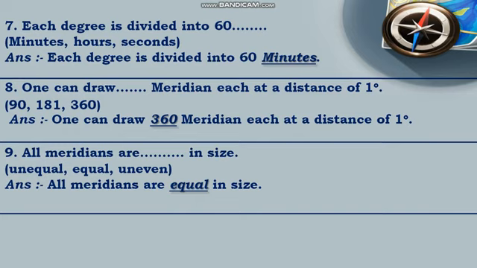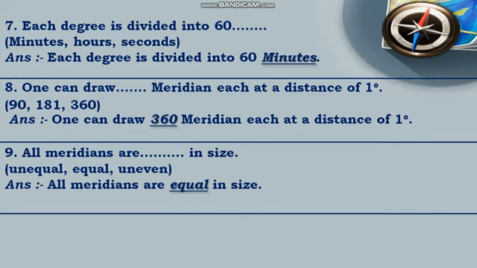8th, one can draw dash meridians each at a distance of 1 degree. Options are 90, 181, 360. Answer is, one can draw 360 meridians each at a distance of 1 degree.